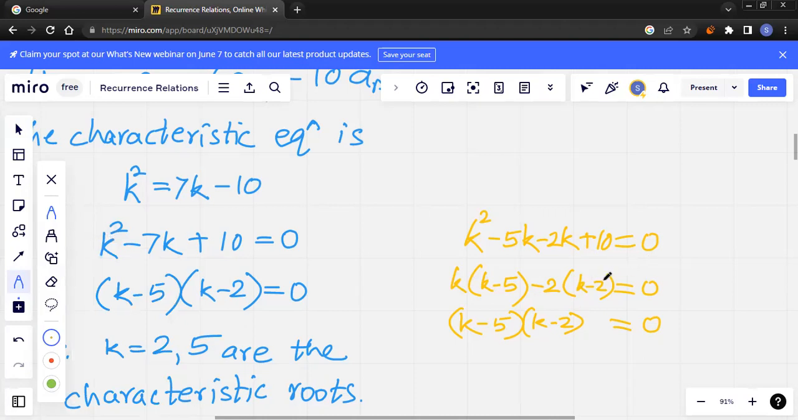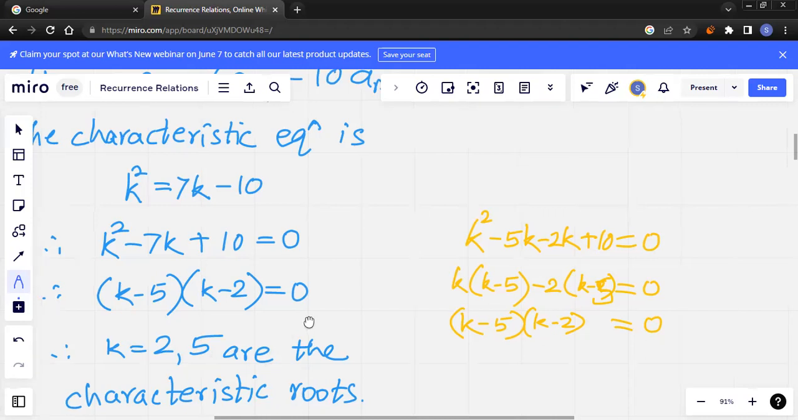So this is k minus 5, not 2. Yes, it is 5. Then k minus 5, the bracket is taken common, inside you are left with k minus 2. So this is the product equal to 0. When the product is 0, if either of them is 0, so either k will be 2 or 5.